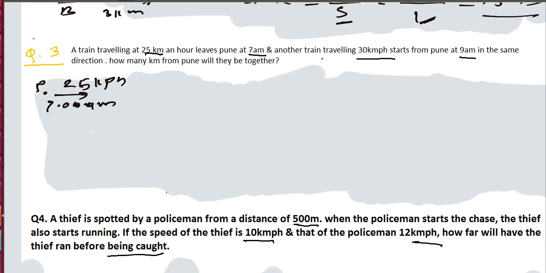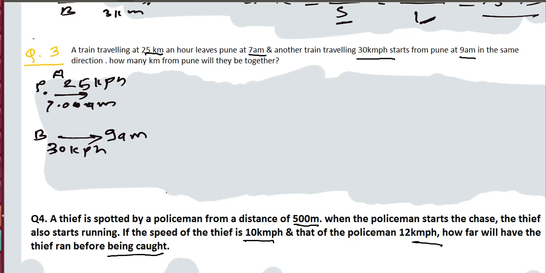Let's call this train A. Now there is another train called B which leaves Pune. This B is traveling at 30 kilometers per hour and starts from Pune at 9 a.m., in the same direction as A. How many kilometers from Pune will they be together? That means after how many kilometers will B catch A.